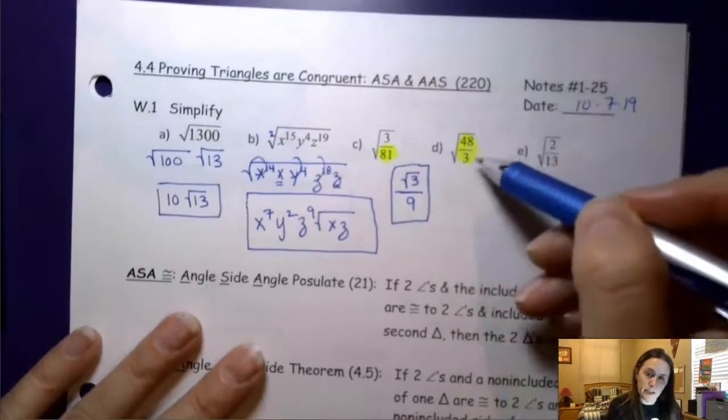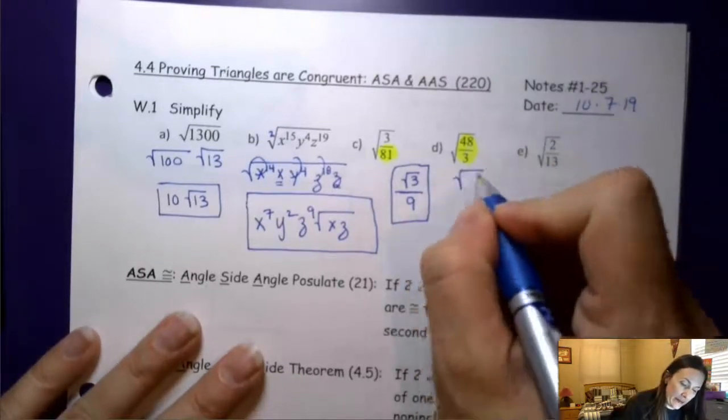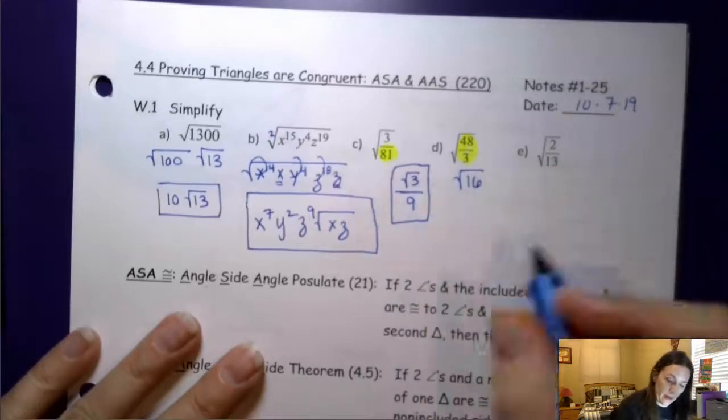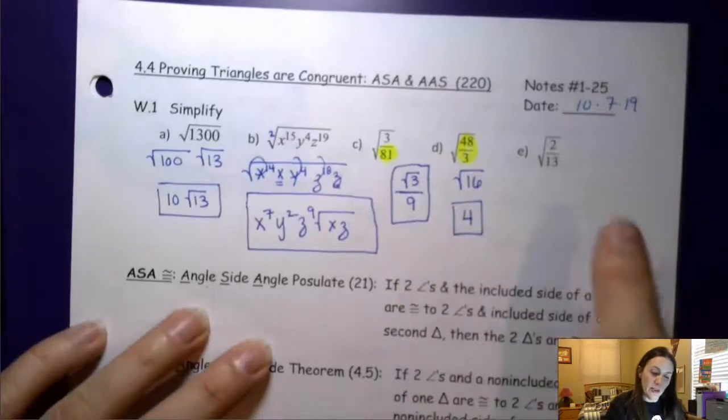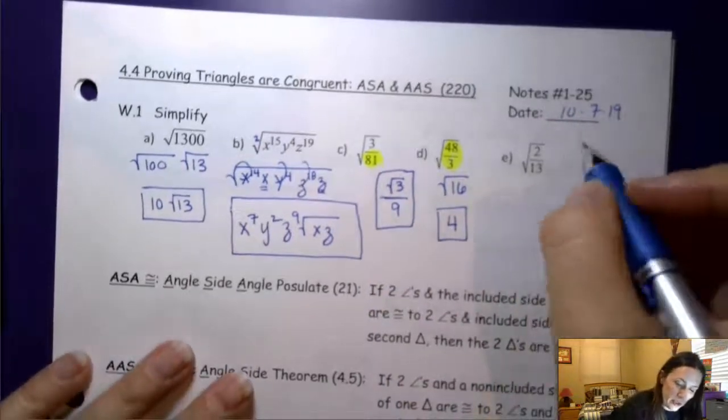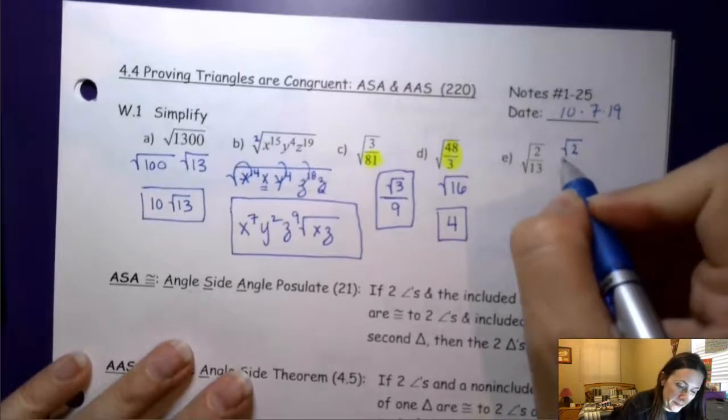Here I have 48 divided by 3. I get square root of 16, which is a perfect square. So I'm going to go ahead and write 4 as my final answer. And there we go. So this right here is square root of 2 over square root of 13.